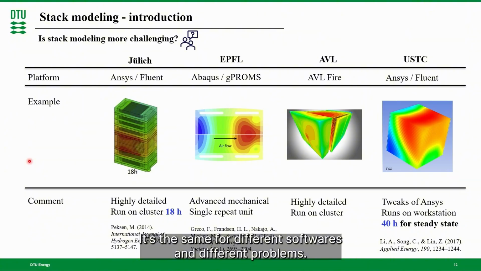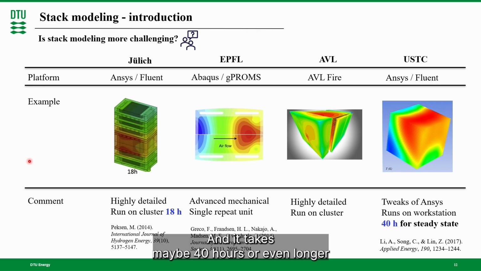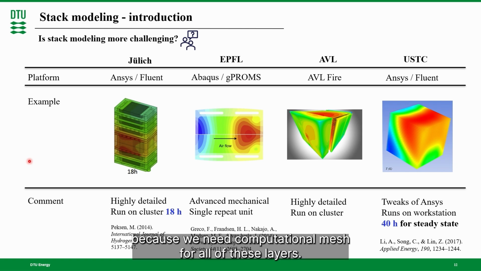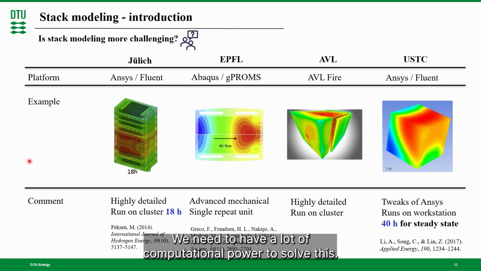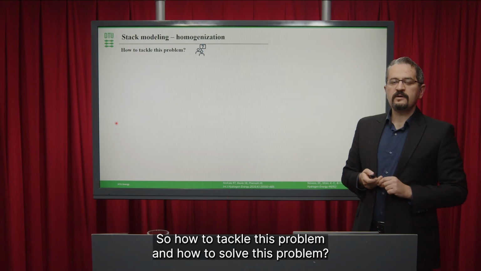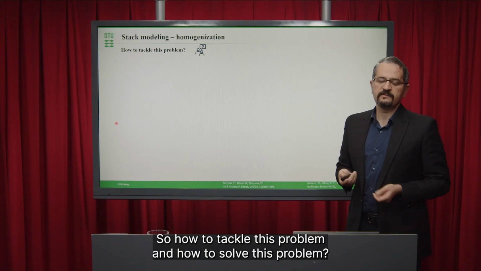It's the same for different software and different problems, and it takes maybe 40 hours or even longer if we really want to solve all of these layered problems, because we need computational meshes for all of these layers, and some of them are very thin. We need a lot of computational power to solve this. So how do we tackle this problem?